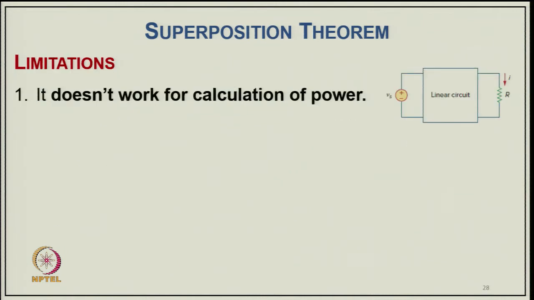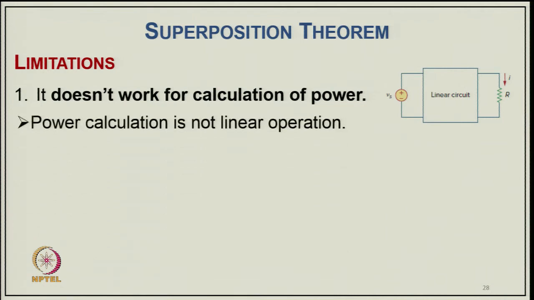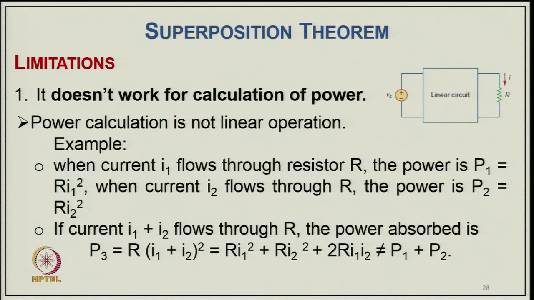Now, the superposition theorem has some limitations. It does not work for the calculation of power, because power calculation is not a linear operation. An example: when current I 1 flows through resistor R, the power is P 1 equal to R I 1 square. When current I 2 flows through resistance R, the power is P 2 equal to R I 2 square. If the current I 1 plus I 2 flows through R, the power absorbed, P 3, will be R times I 1 plus I 2 square, and this equals R I 1 square plus R I 2 square plus 2 R I 1 I 2, which is not equal to P 1 plus P 2.